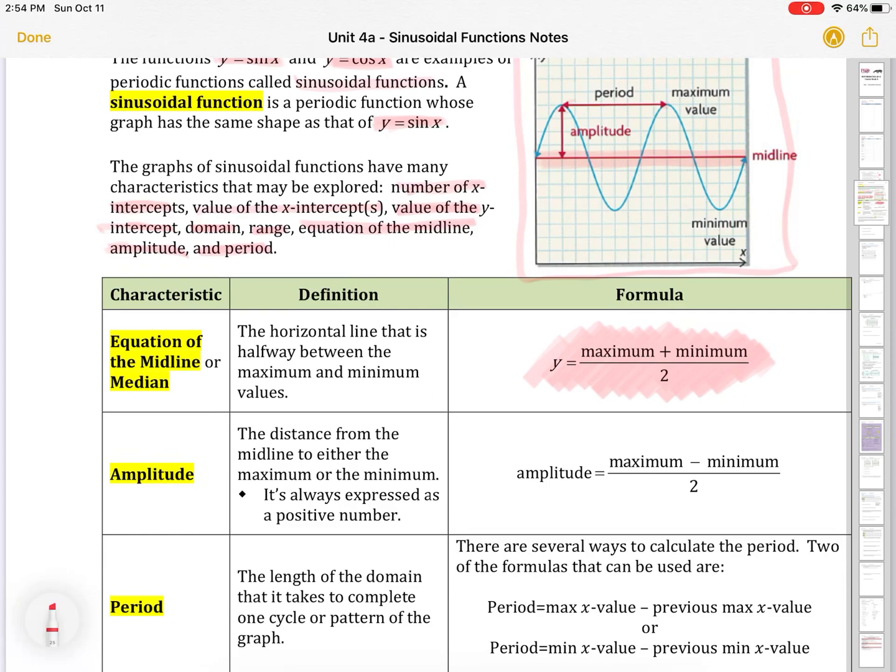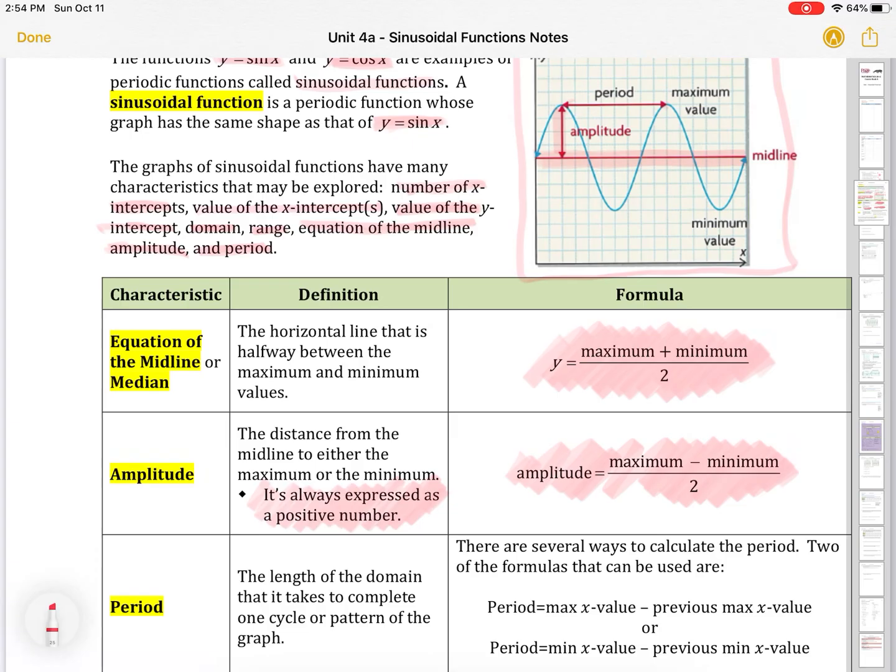The amplitude is the distance from the midline to either the max or the minimum. It's going to be the same, and it's always expressed as a positive number. Amplitude has a very similar formula, but it is different. If you take the maximum, subtract the minimum, and divide by 2, you will get your amplitude.